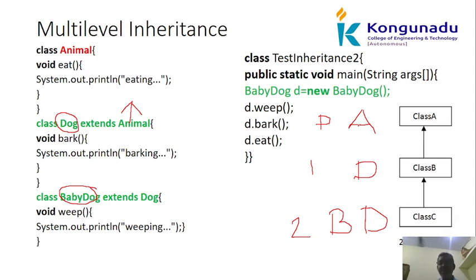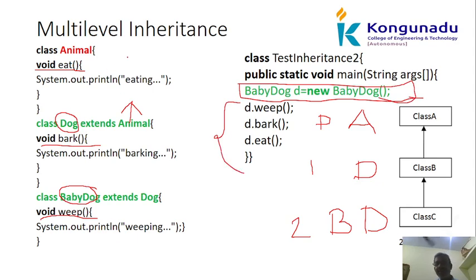In the first parent class I have the method void eat. In the first child class I use void bark, and in the second child I have weep. By using object creation, you can manipulate and get the output like this. So this is multi-level inheritance.